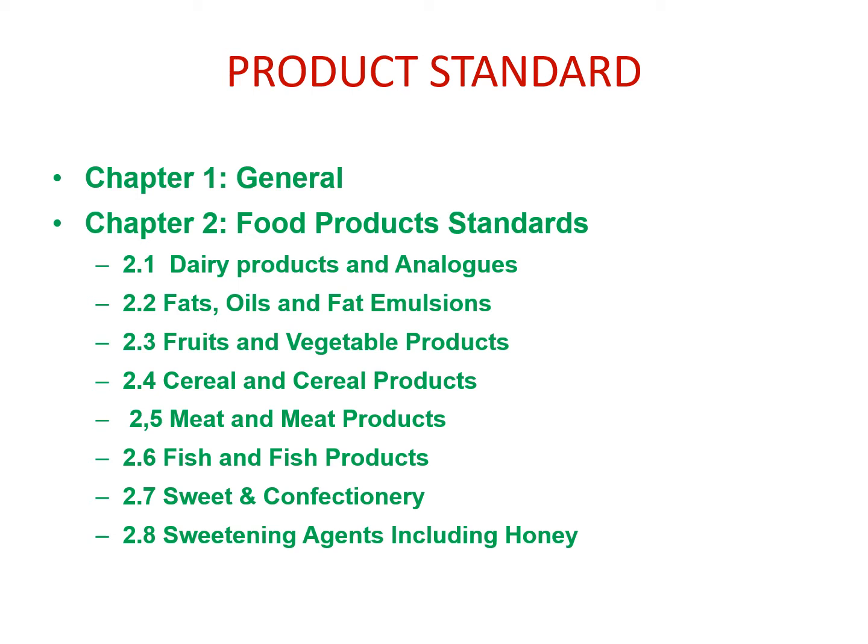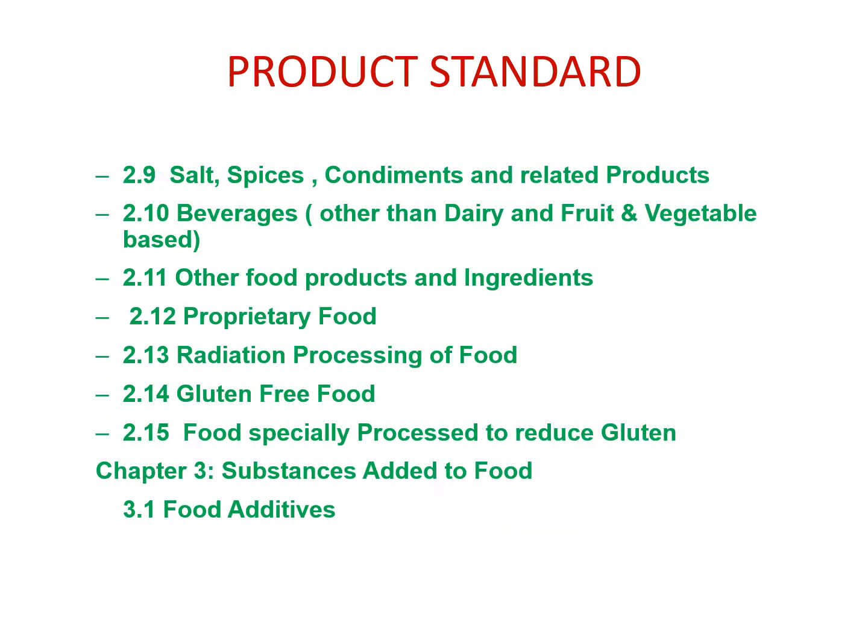and 2.7 is sweets and confectionery, then 2.8 is sweetening agents including honey, then 2.9 is salt, spices and related products, then the beverages other than dairy in number 10, then other food products and ingredients in number 11, proprietary food in 12, radiation processing of food in 13, gluten-free food in 14, and food specially prepared to reduce the gluten in 15.